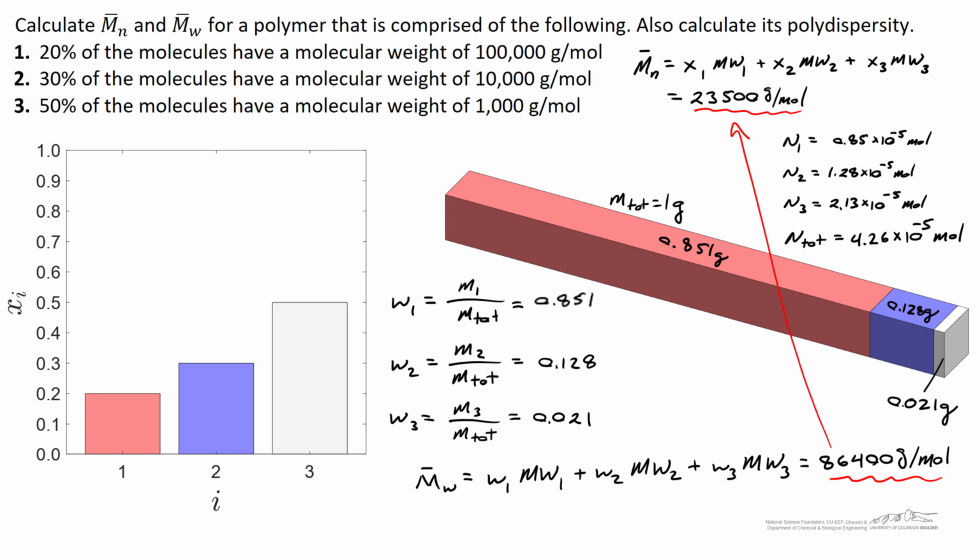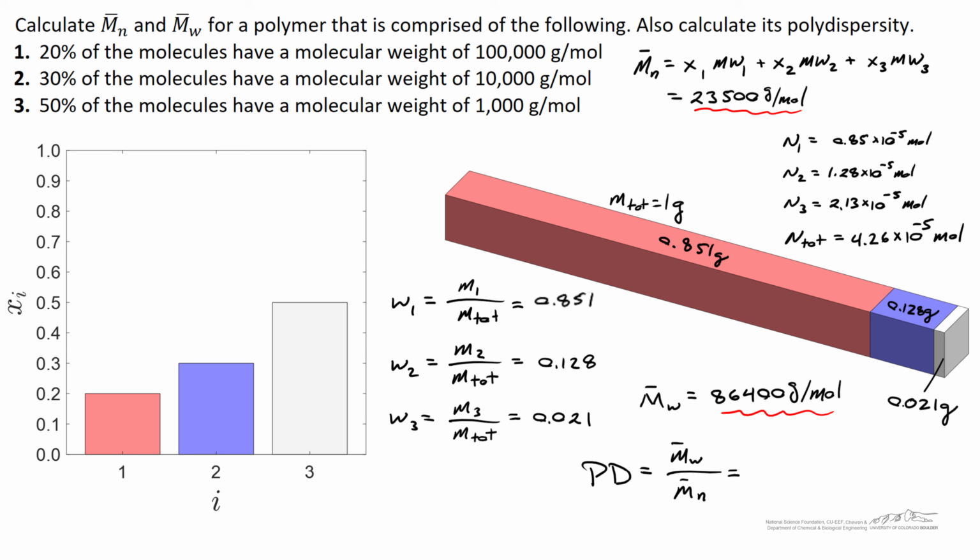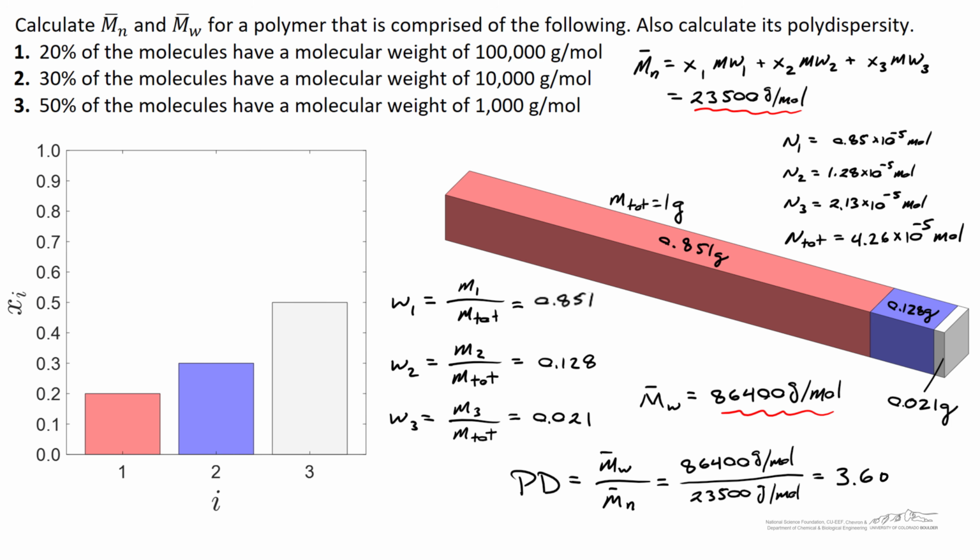So now let's compare the weight average molecular weight to the number averaged molecular weight and pay attention to the fact that they're quite a bit different. And the reason that they're different is because we've got a broad range of molecular weights, ranging from 1,000 up to 100,000 grams per mole. And they're all represented fairly significantly in the mole fractions, 20, 30, and 50%. It's not like one of those fractions is negligibly small. So I would expect a fairly large polydispersity for this mixture. And I calculate a polydispersity of 3.68, which is indicative of a wide range of molecular weights.